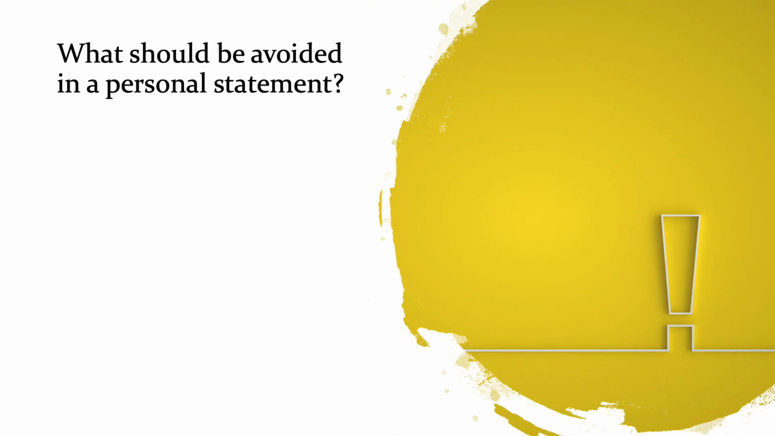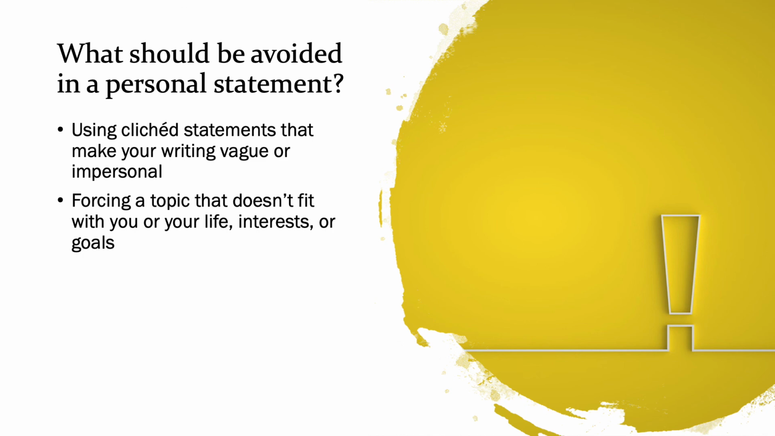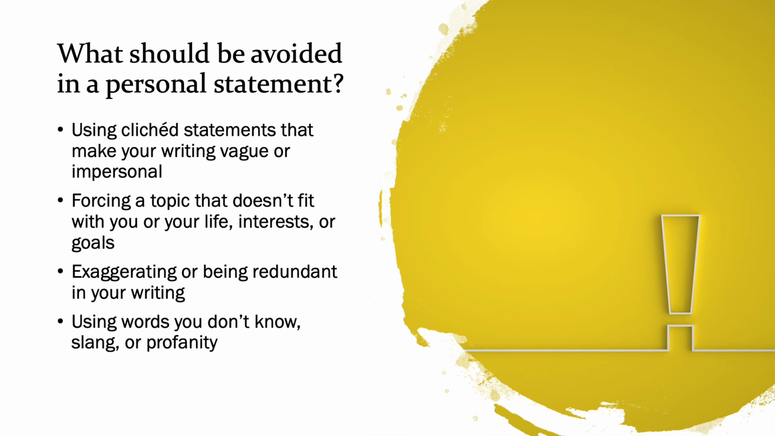In addition to understanding what a personal statement is and how it's developed, it is important to know what to avoid. These include cliché statements or narratives. You want to be unique, helping your application stand out from the pile. Forcing a topic. Write about something that interests you or that you're passionate about. Exaggeration or redundancy. Instead, you want to be honest, clear, and concise. And finally, avoid slang or profanity. And you also want to be aware of any spelling and grammar mistakes. This is a professional document, so you want it to be formatted as such.